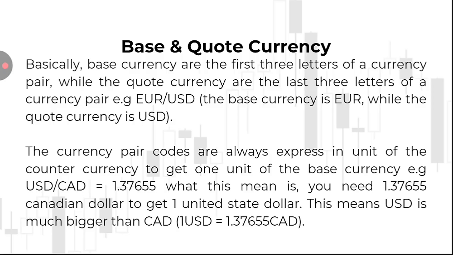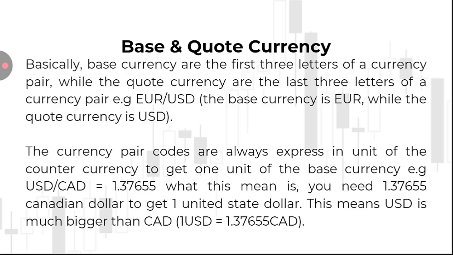Okay, so basically the base currency is the first 3 letters of a currency pair, while the quote currency is the last 3 letters of a currency pair. So for example, now we have EURUSD. The base currency in this pair is Euro, while the quote currency in this pair is USD. Hope you get that point now.